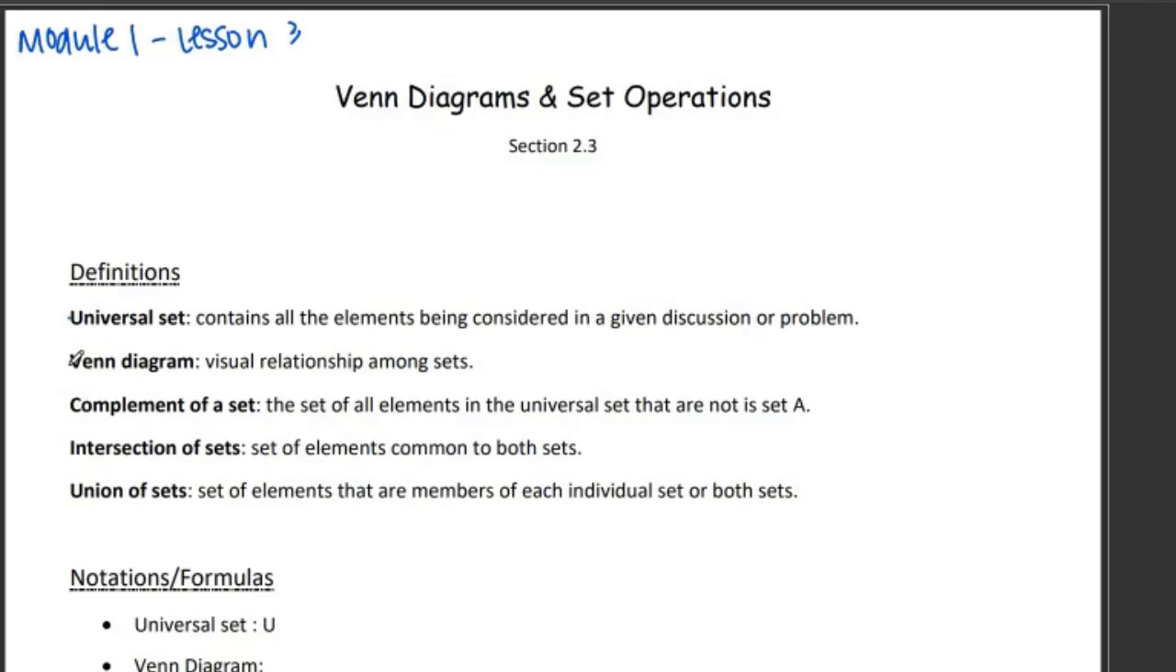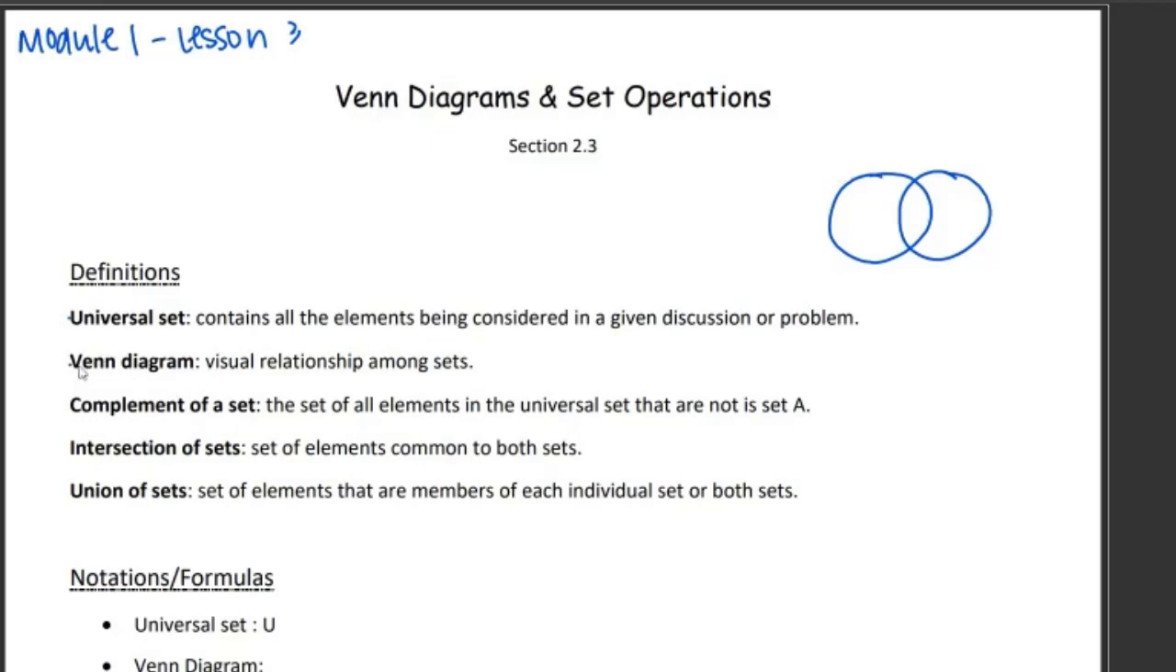A Venn diagram, at this point in your life, you should have all seen a Venn diagram with the circles intersecting, and you could have 2 circles, you could have 3, 4. So a Venn diagram is just a visual relationship among sets.